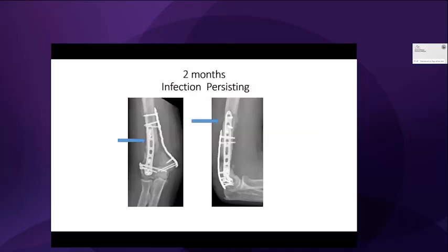And after 2 months also, the infection is still persisting. Even though it is not actively discharging, there is a sinus with minimal discharge, and we can see that the X-ray at the end of 2 months shows there is a dense sclerosis of the bone near the joint region, and the intercondylar extension fracture alone looks healing. Apart from that, there is a periosteal reaction with osteolysis around the plate as well.